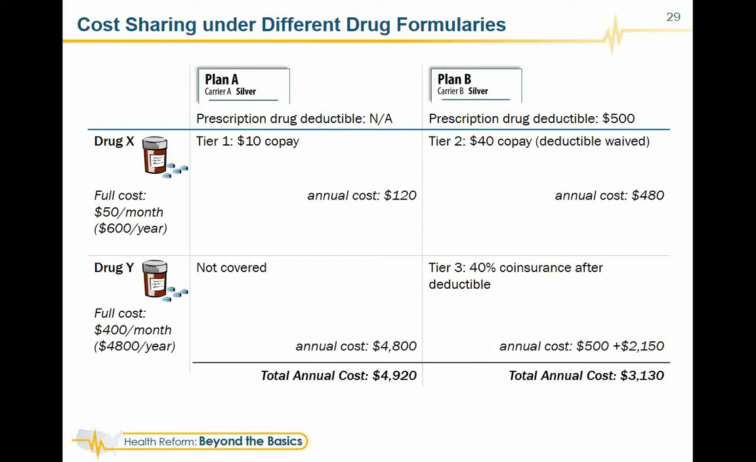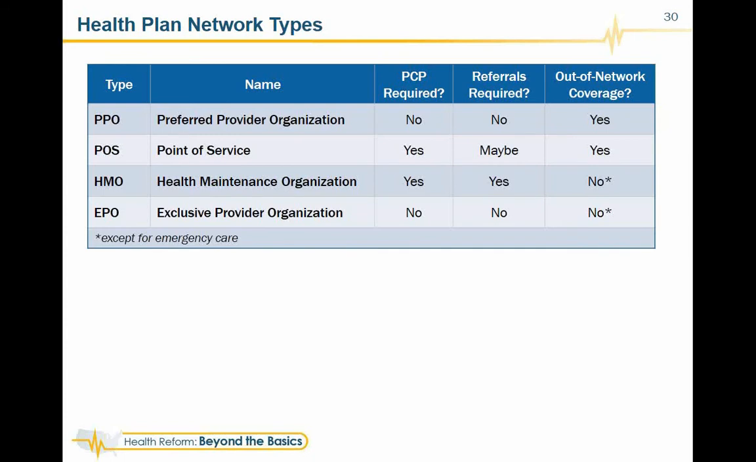So you really have to look at tiers and figure out how much a person would pay based on their medications. Now let's look at provider networks. There are several different types of networks that marketplace plans may have.